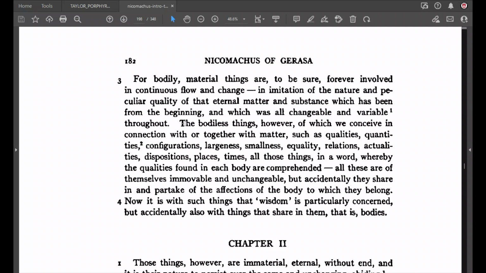Bodily material things are forever involved in continuous flow and change in imitation of the nature and peculiar quality of the eternal matter and substance which has been from the beginning and which was all changeable and variable throughout. The matter, that is, of the world, the elements of the world. Do you know what the four elements are? What the ancient philosophers taught the four elements were? Do you know what they were?